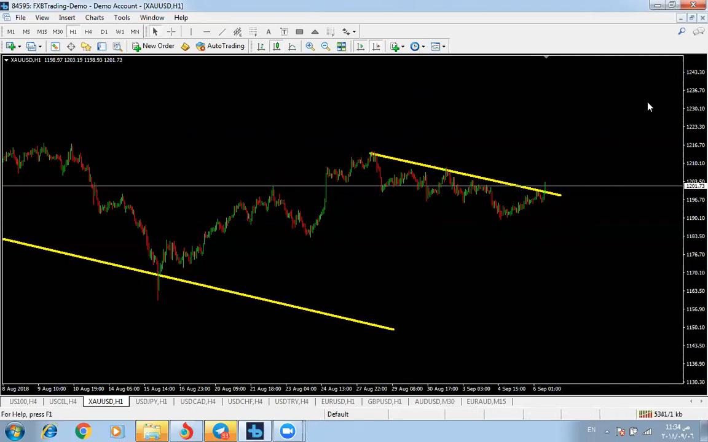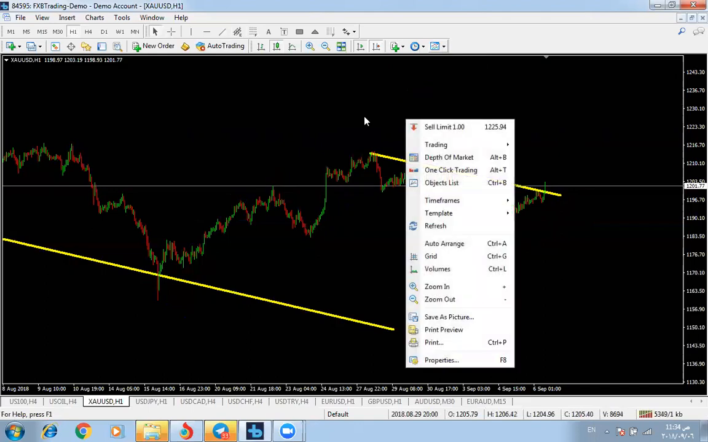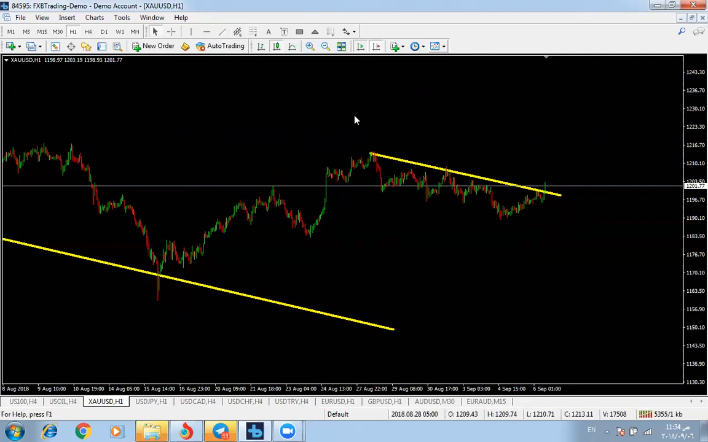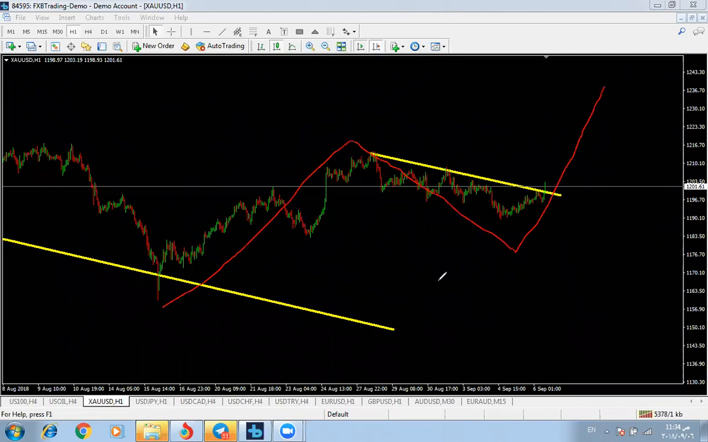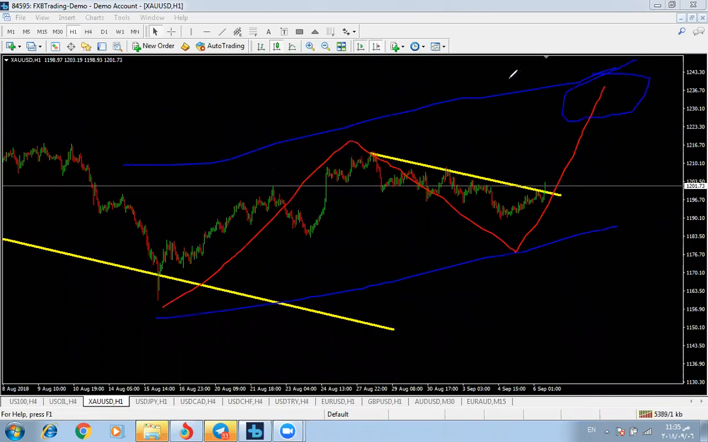So at higher places, when this corrective pattern is completed, we can short again from higher positions. This is all W, X, and Y. And after completing this structure, we can start to build up our trades from this area. Okay, that's all about gold.